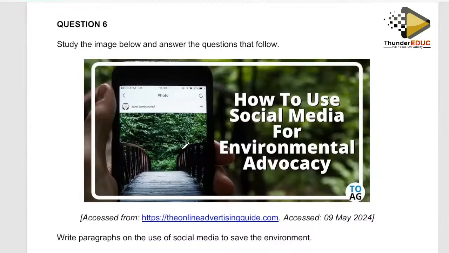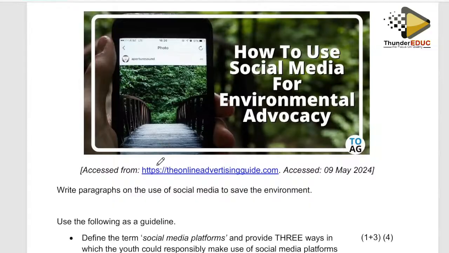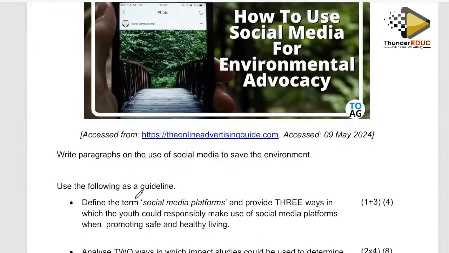So we start by looking at the image. I think we do have an image of a particular social media platform. We do have a cell phone device. Then we have the natural environment in the background. Then our question reads, define the term social media and provide 3 ways in which the youth could responsibly use social media when promoting safe and healthy living. So we'll start with a definition of social media.